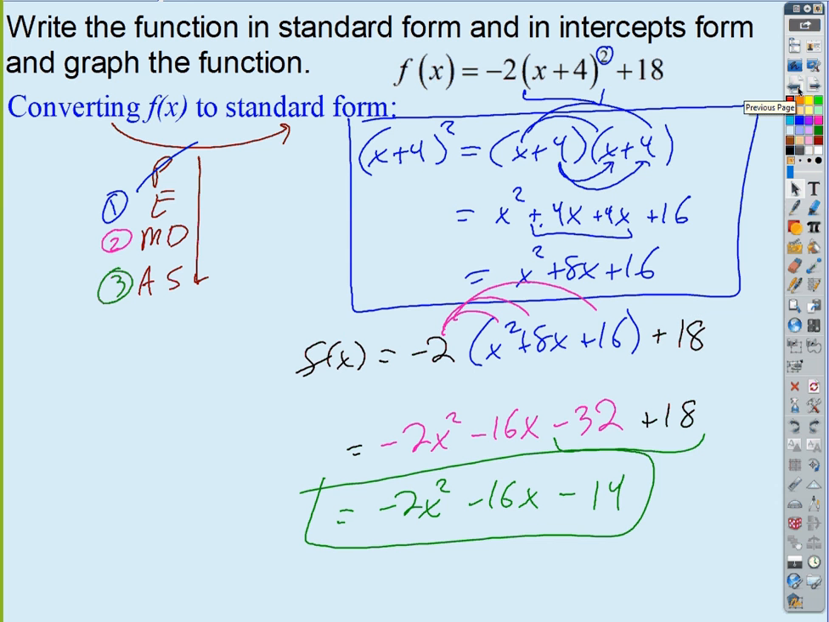The next 2 assignments. First assignment's about 4.3 practice 1 is about converting between forms. 4.3 practice 2 is just a few practice problems graphing functions in factored form.